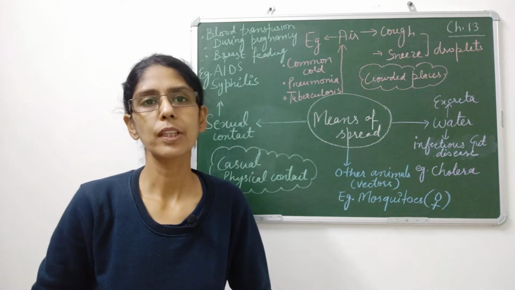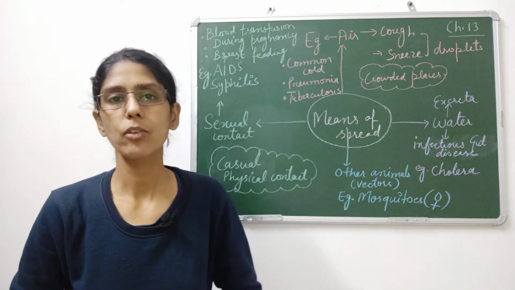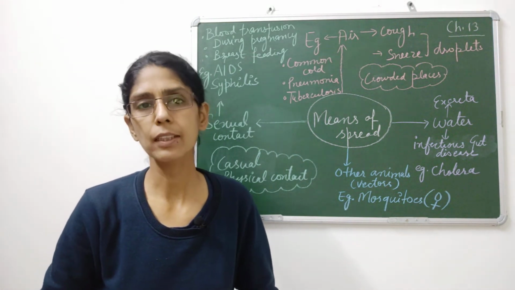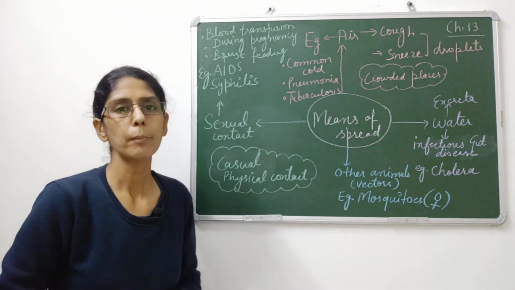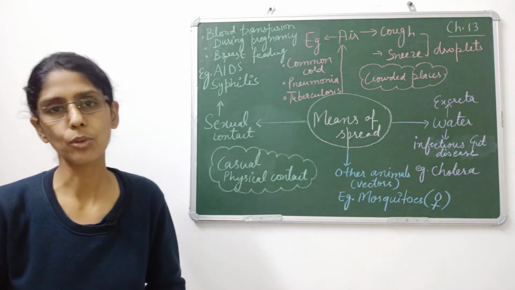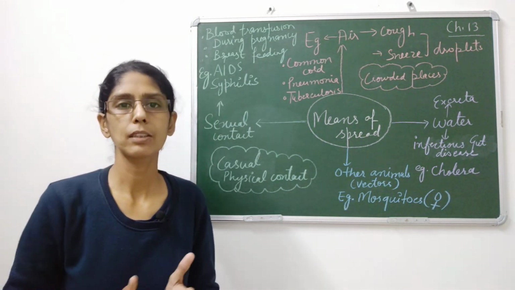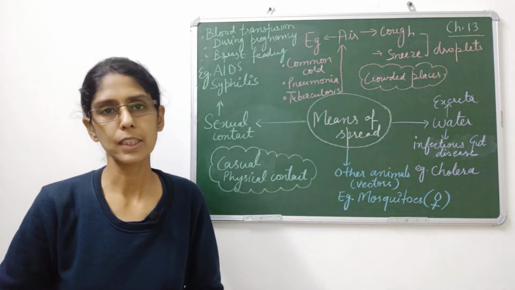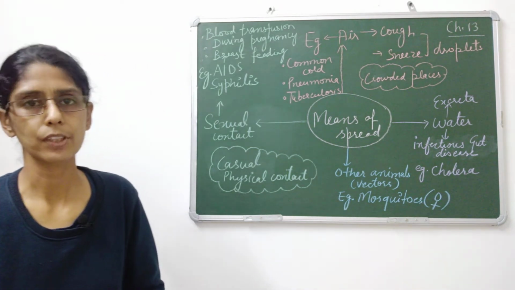Dear students, today we will try to understand how infectious agents transfer from affected individuals to unaffected healthy individuals. Here you can see that there are four methods or mediums through which infectious agents can transfer from an affected individual to an unaffected individual. So one by one we will discuss all these means or mediums of spread of infectious agents.